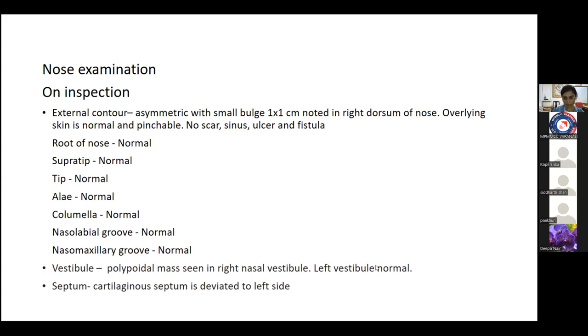Was the bulge predominantly in the cartilaginous dorsum or in the bony dorsum? Sir, it was in the bony dorsum, high up, coming till the junction of bony and cartilaginous. On inspection of the vestibule, there is a polypoidal mass seen in the right nasal vestibule. The left vestibule was normal. The cartilaginous septum was deviated towards the left side.